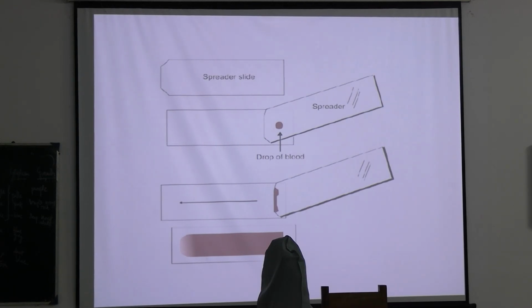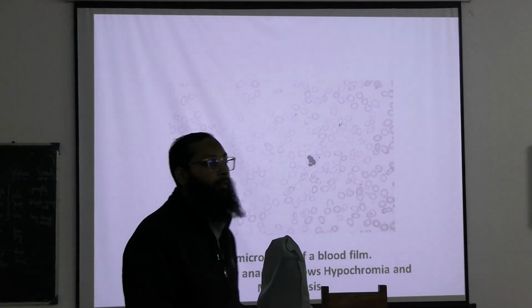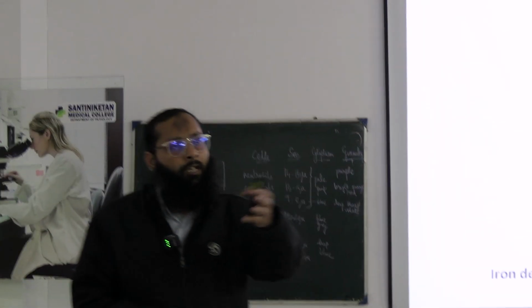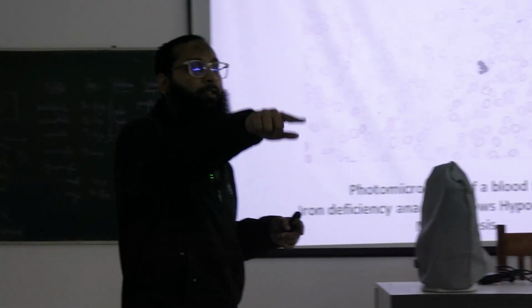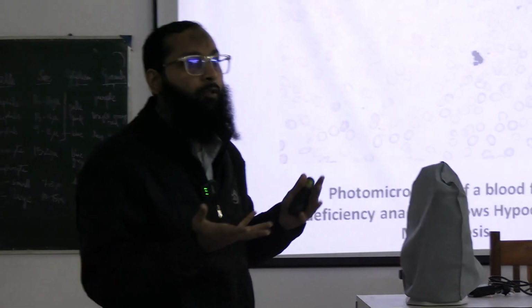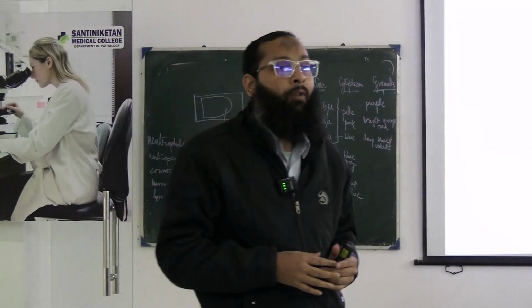Now this is a photomicrograph of a microcytic hypochromic anemia. Before that, tell me what are the reasons of microcytic hypochromic anemia. First, I want to know whether you know what microcytic and hypochromic mean. Can you tell me what is microcytic? Small in shape. Whose shape is small? RBC. Very good. How will you compare it?